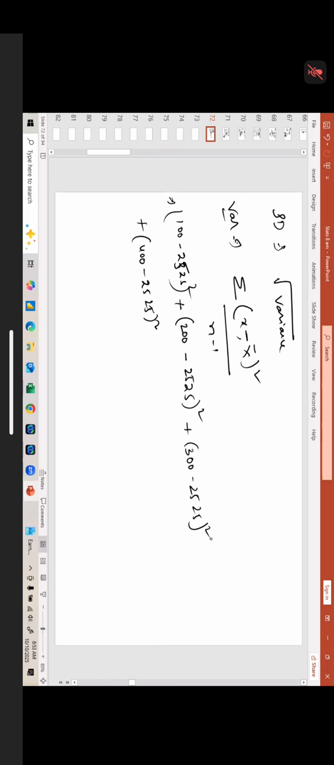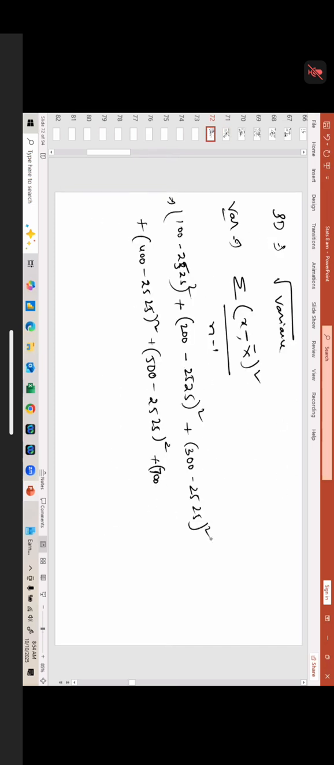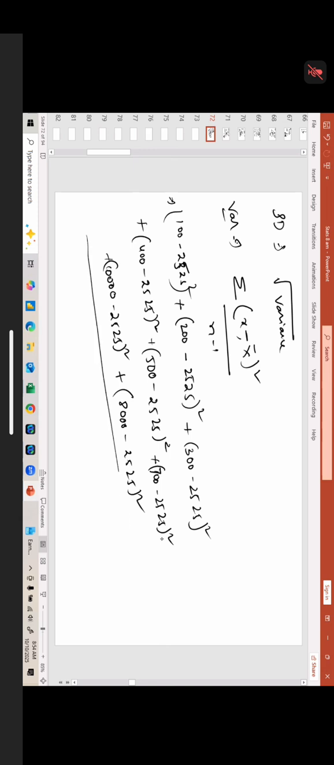Take one minute, two minutes, whatever it is, and tell me the answer. 500 minus 2525 whole square, plus 700 minus 2525 whole square, plus 10,000 minus 2525 whole square, plus 8,000 minus 2525 whole square, the whole divided by n minus 1, that is 7. Just calculate this and tell me the answer.